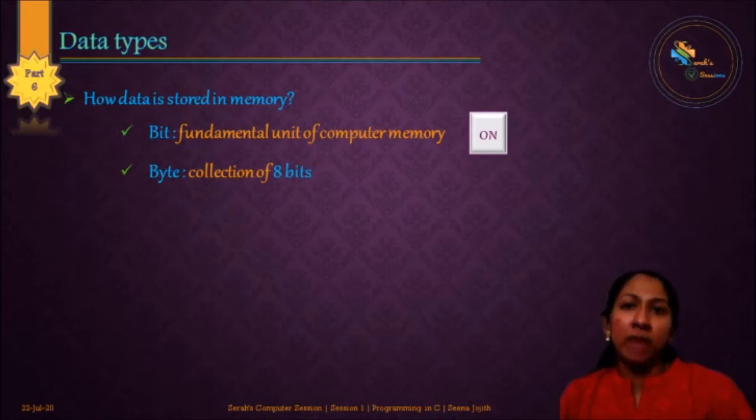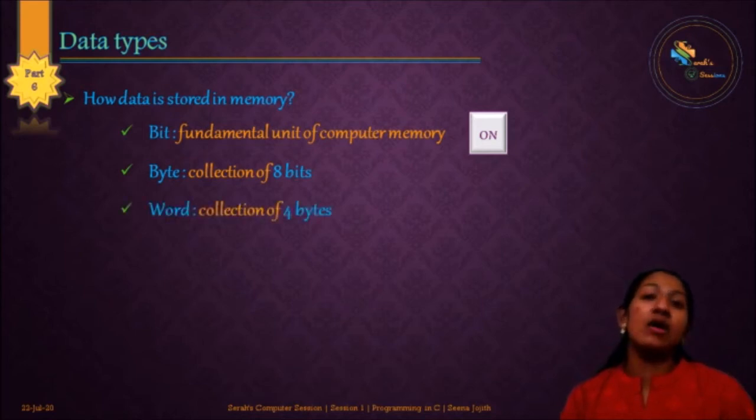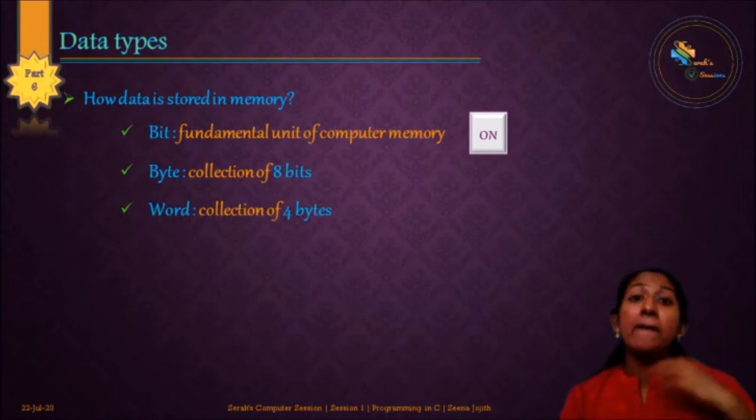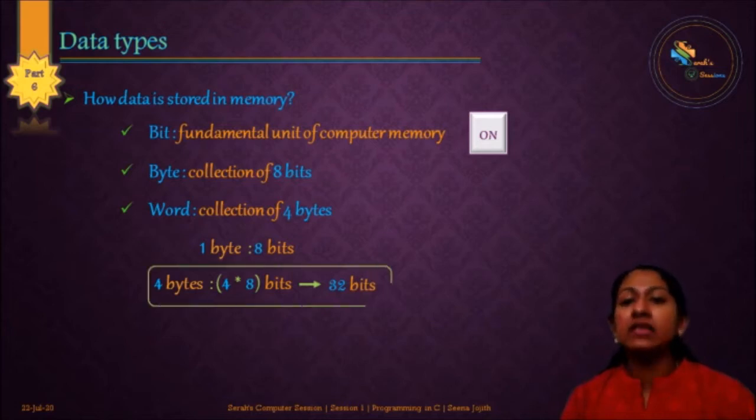Okay, so then what is a byte? Byte is the next larger unit of memory, and one byte is actually a collection of 8 bits. When you consider a collection of 8 bits, you can say that it is one single byte. Then we should understand what a word is. Word is a collection of 4 bytes, not bits, it's 4 bytes. So if 1 byte is equal to 8 bits, then 4 bytes will be equal to 4 into 8 bits. Simple mathematics, right? So you will get 32 bits, and these 32 bits are considered as one word.